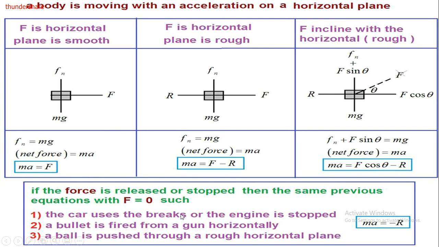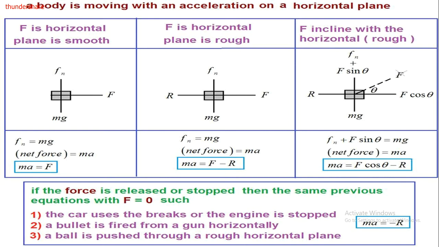And you can use it in these cases: the car uses the brakes or the engine is stopped, so you just say ma equals negative R, or a bullet is fired from a gun horizontally. And please consider that the air is affecting the system, because this will make the resistance. Do you understand? If the resistance is not here, we won't use Newton's second law because it will be projectiles.